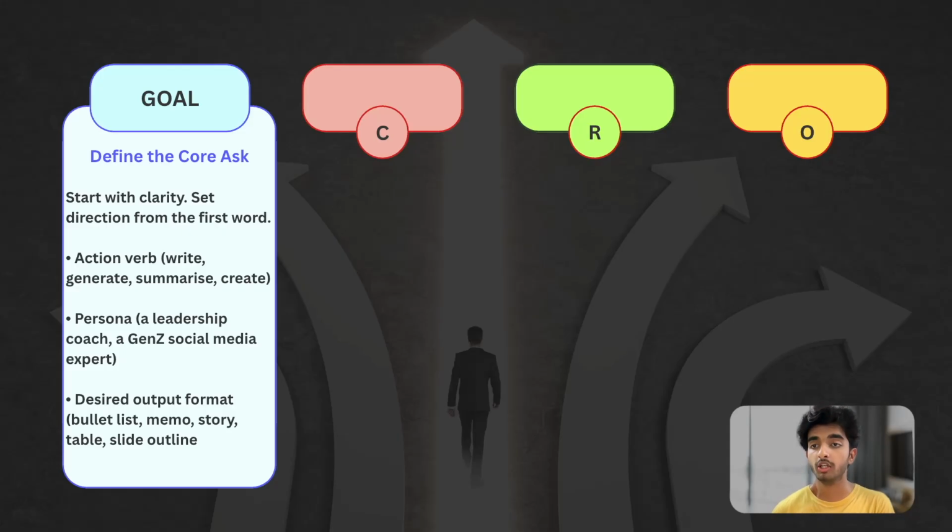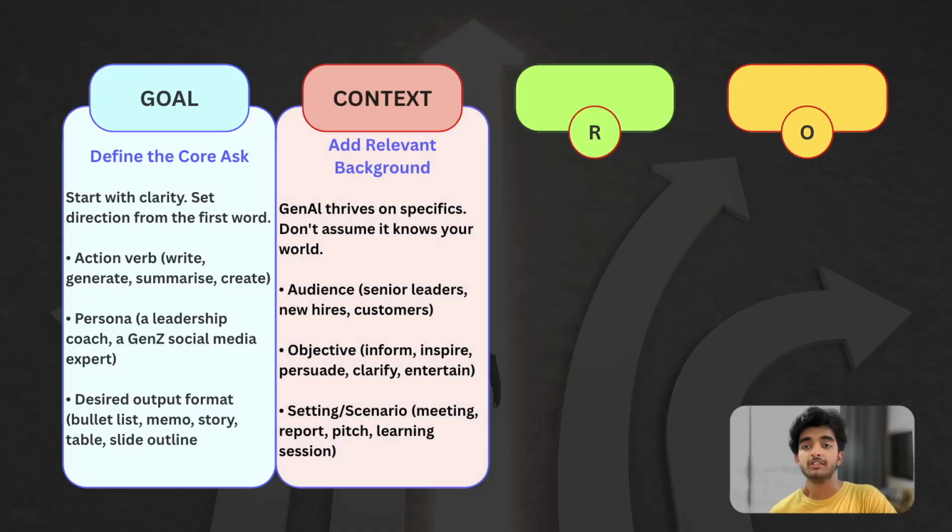Then comes the persona. A leadership coach, you are a manager, you are a Gen Z social media expert, you are a support expert, you are a great legal buddy. And then third is the desired output format. Should it be in bullets, a memo, a storyline, slides, and everything. So once you give a perfect goal by defining the core ask, you eliminate a lot of ambiguity in AI models. Next up is the context.